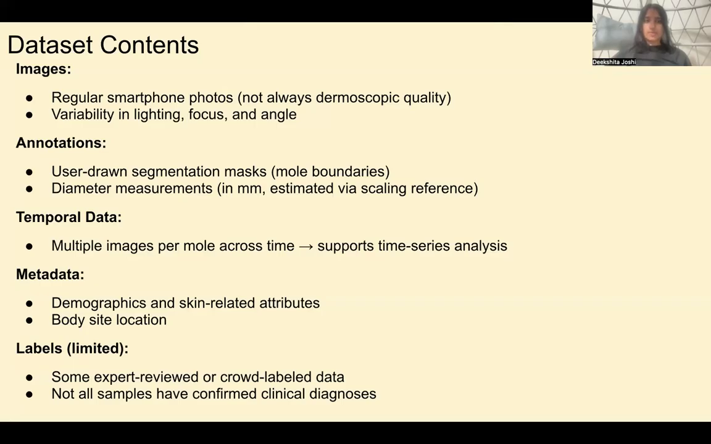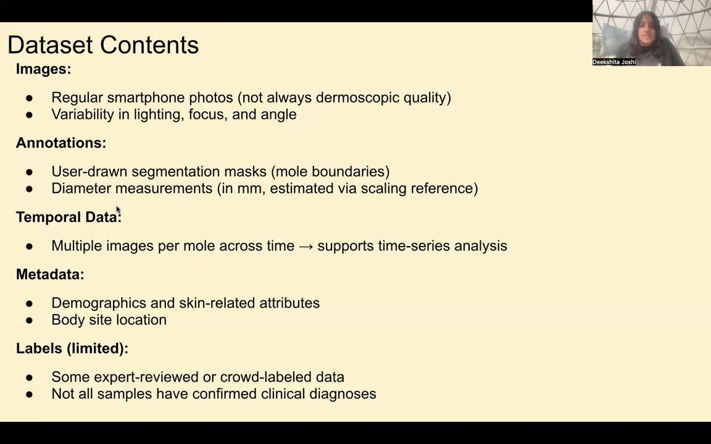So, for data contents, this is basically what the dataset contains. Images, obviously. There are regular smartphone photos. They're not always dermoscopic quality. They're just normal iPhone quality. And then there's variability in lighting, focusing, and angles.